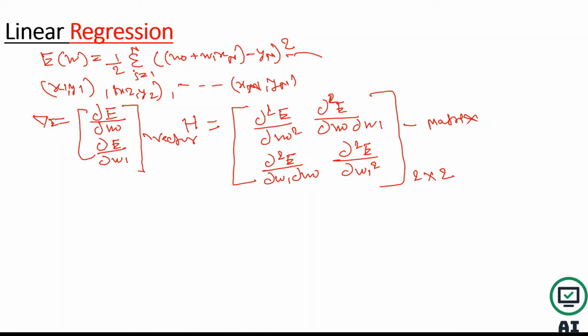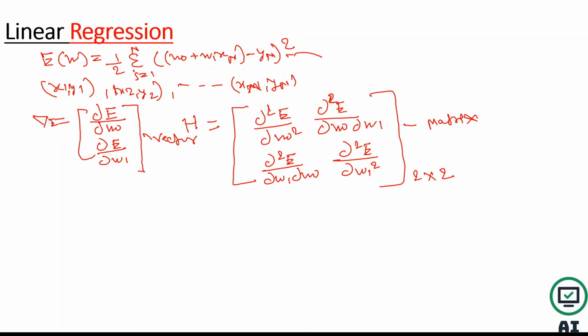If you have 3 independent variables, that means 4 dimensions, then you will have a 3 cross 3 matrix. Similarly, it will increase if you go for 4, 5 and 6 independent variables. And you can see that the partial derivative of E with respect to W0 need not be a scalar, it can again be a function of W0 and W1. In fact, every element of the Hessian need not be a constant. It can have the variables W0 and W1 inside it.